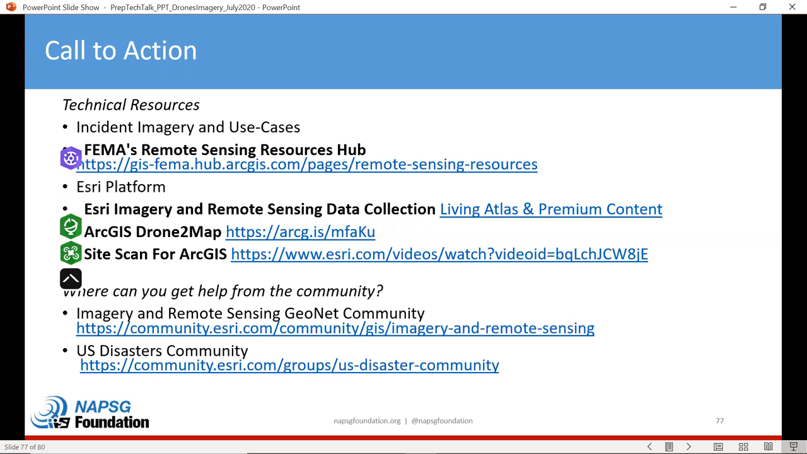So Chris mentioned, for those of you who use the Esri platform, Esri provides a wide variety of foundational imagery or pre-disaster imagery. If you attended the virtual Esri user conference, there were several sessions on drone applications, including the ones Chris showed, Drone2Map and Site Scan. And there's some good documentation online as to why you might choose one over the other. And finally, there are user communities and GeoNet that support those with questions or providing resources. If you're unfamiliar with GeoNet, it is where GIS and geospatial professional communities connect, collaborate, and share, often around specific topics.